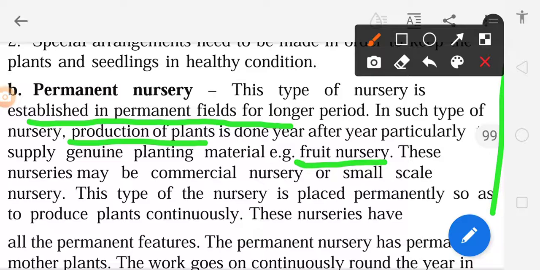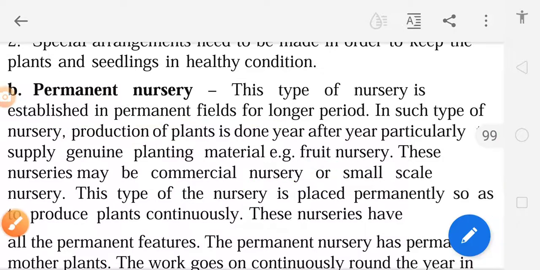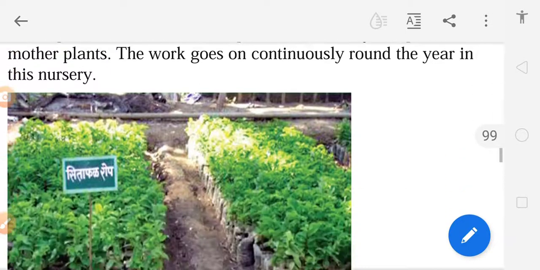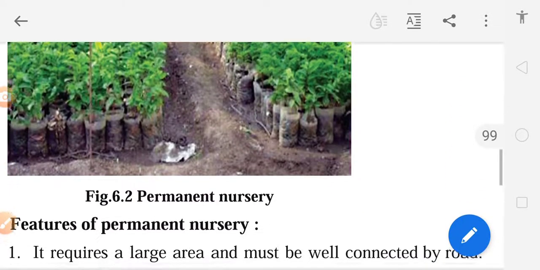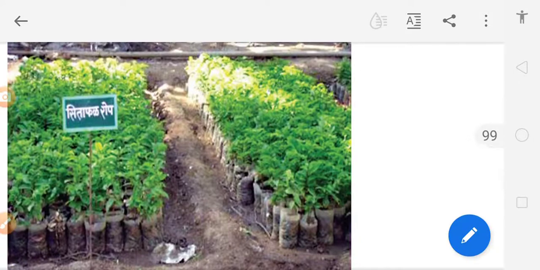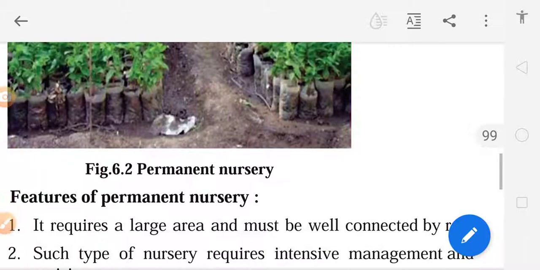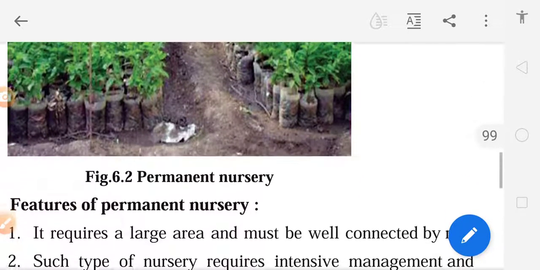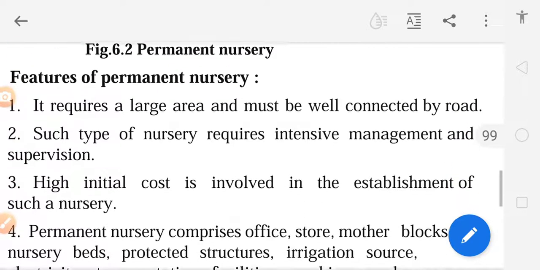So this permanent nursery is to be run on a commercial basis. Here, in this case, it is for a longer time, so we require more area, larger area, and more inputs, more laborers. These things are required. Now let us have a look at the picture. This is the nursery of custard apple. But it is a permanent nursery, so a larger quantity of seedlings we can produce and sell to the customers.